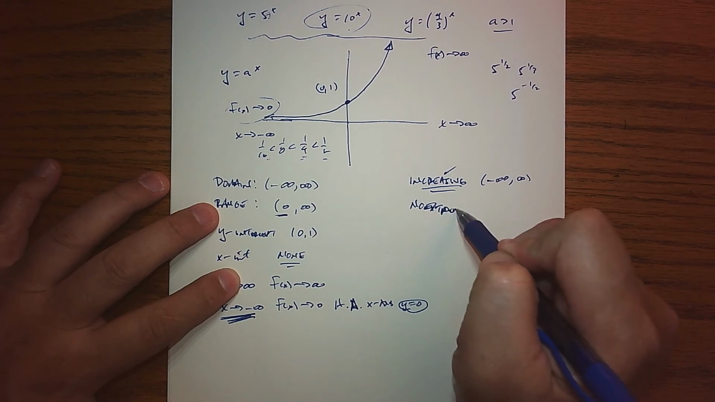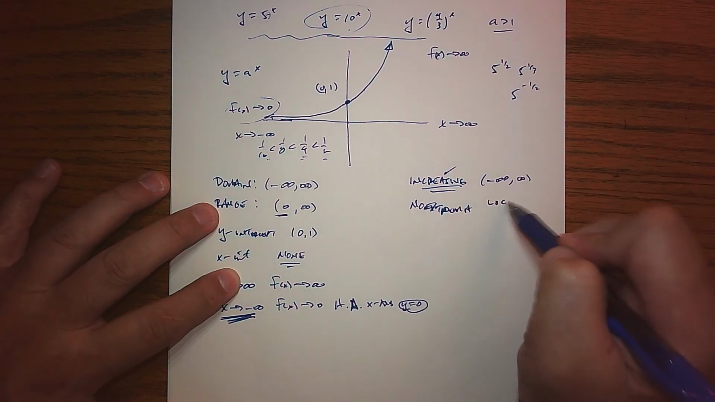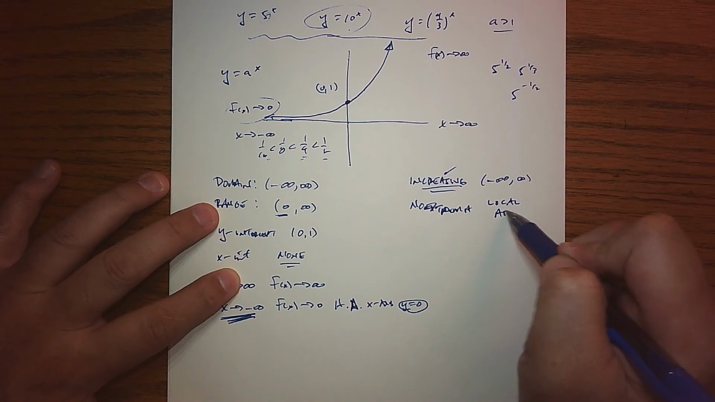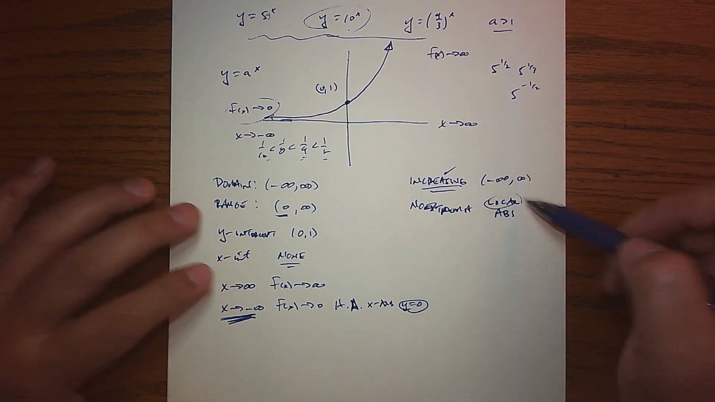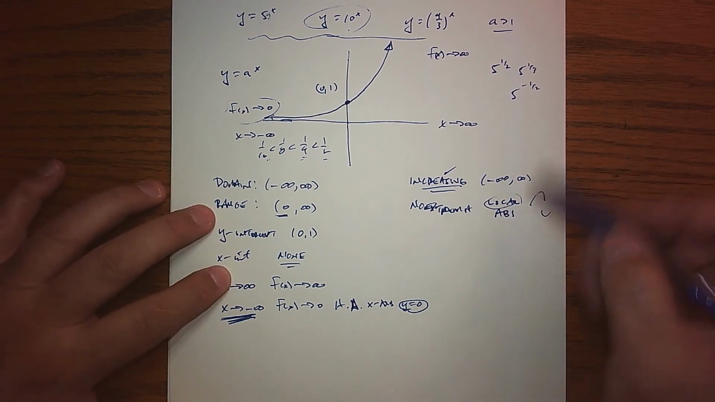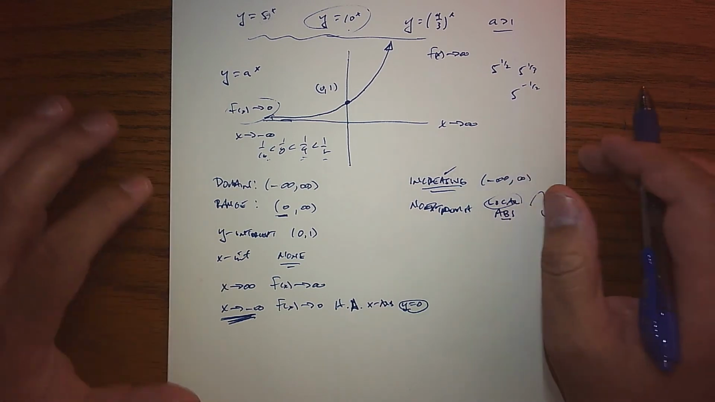Right? There's no extrema at all. There's no local and there's no absolute extrema. Locals are where we hit hills and valleys, right? Absolute are the highest value for anything.